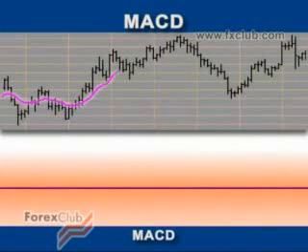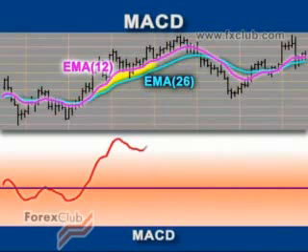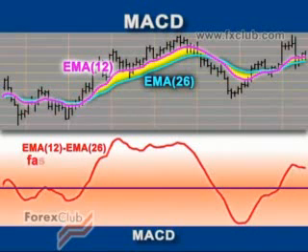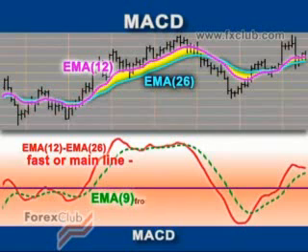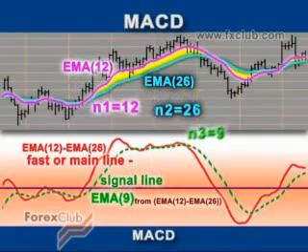The first part of MACD is the difference between two exponential moving averages for 12 and 26 periods. It's drawn as a solid line. We'll call this the fast line or the main line. And the second part is an exponential moving average of this difference for 9 periods. It's drawn as a dotted line on the chart and it's called the signal line.